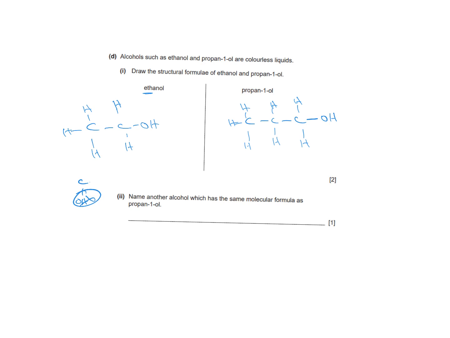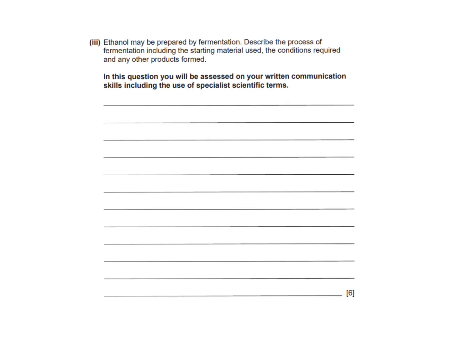Name another alcohol which has the same molecular formula as propan-1-ol. Well, we just move this OH group to here and move the hydrogen to there. We would turn it into propan-2-ol. Here's another question about fermentation. We have to describe the process, including the starting materials used, the conditions, and any other products.